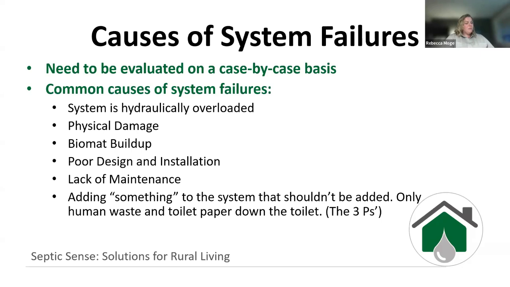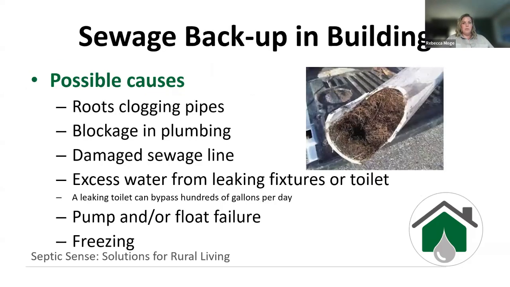So we talked about what is a septic system, the design of it, maintenance of it, and we will carry on with a few more troubleshooting things. If our sewage is backing up in our building, it could be the result of roots clogging the pipes, which is what we see in the photo here. That lateral, that pipe is filled with roots.